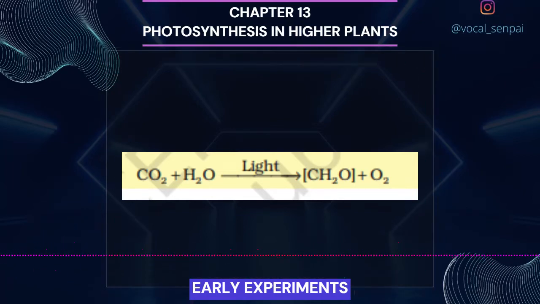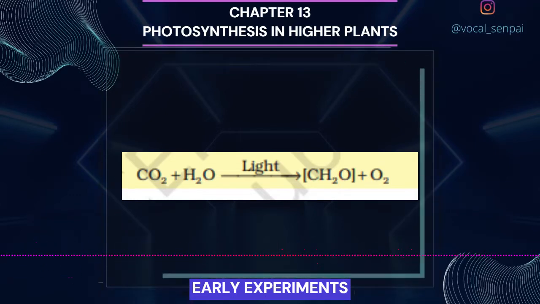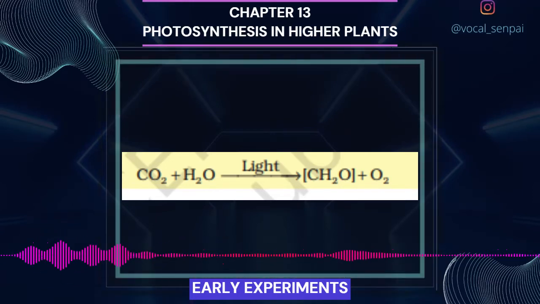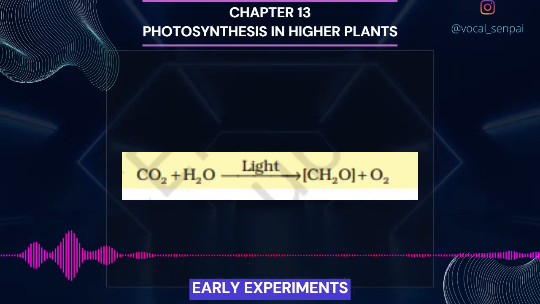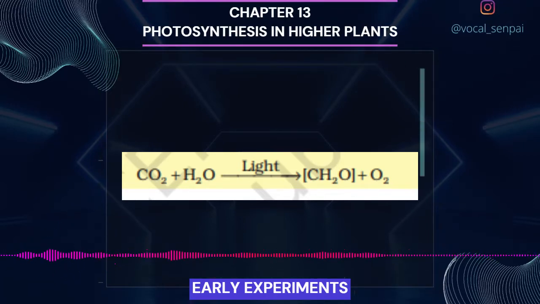Hence he showed that it is only the green part of the plants that could release oxygen. It was not until about 1854 that Julius von Sachs provided evidence for production of glucose when plants grow. Glucose is usually stored as starch.